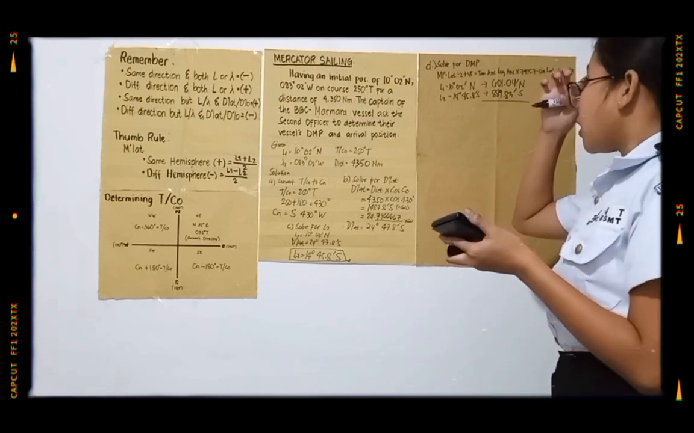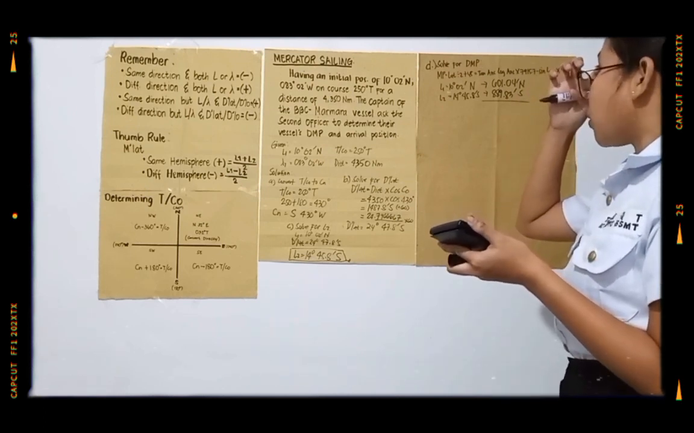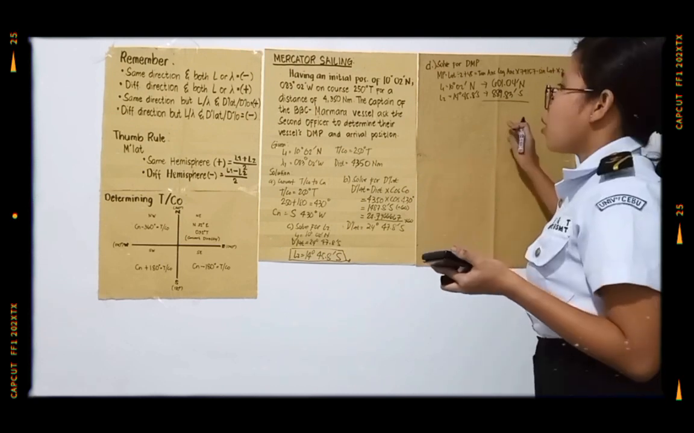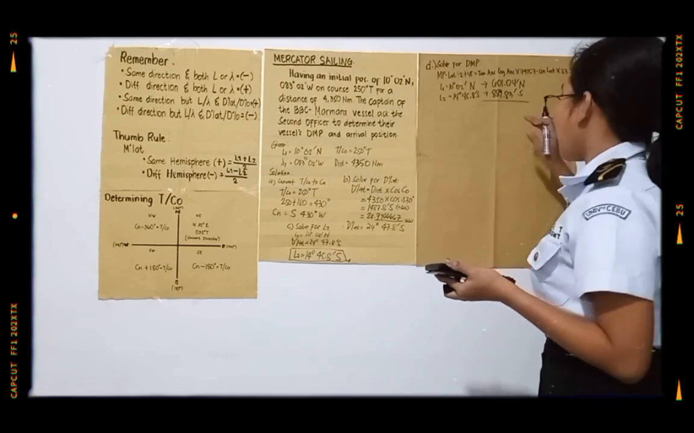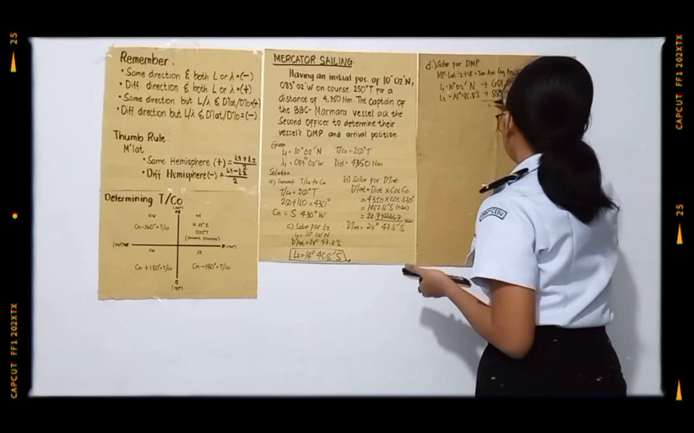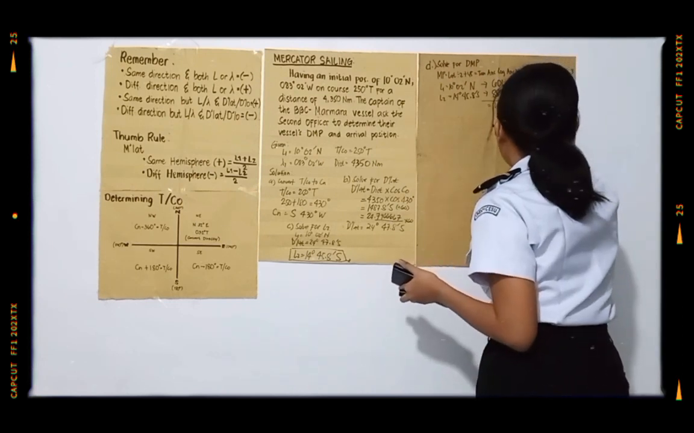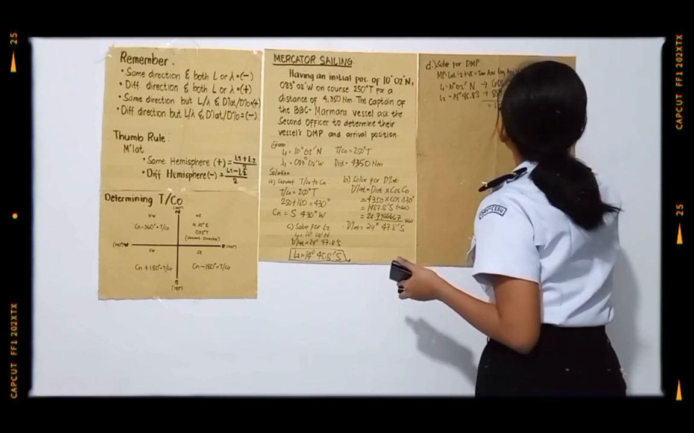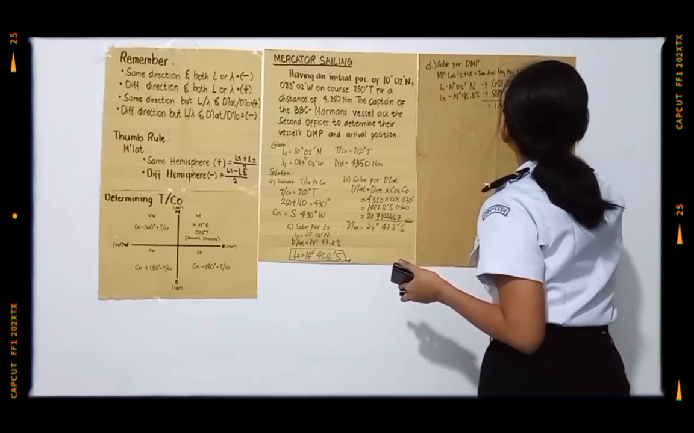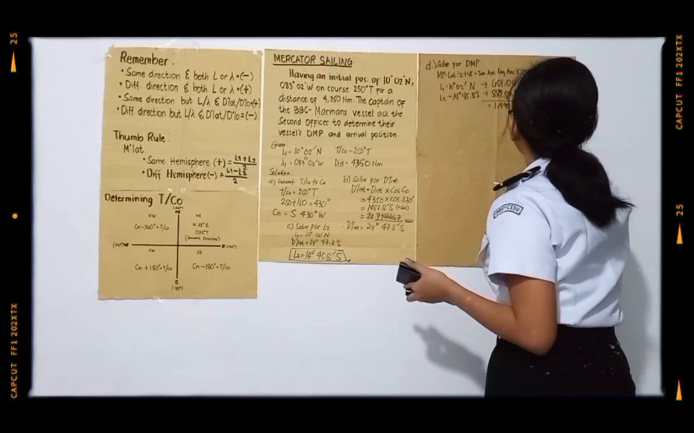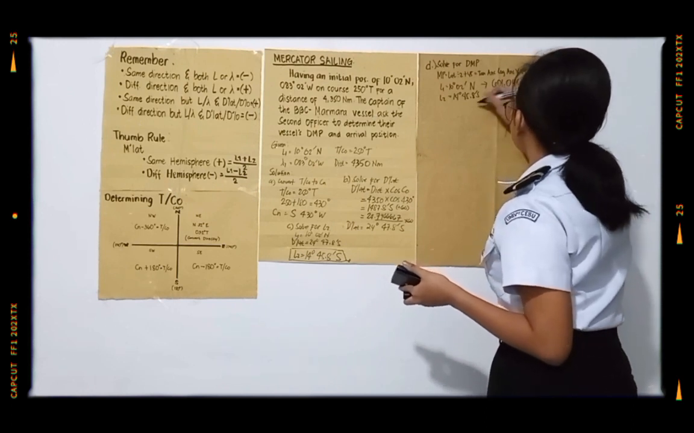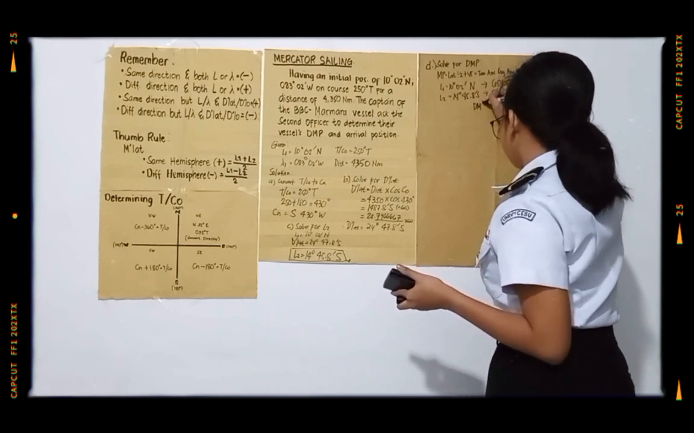So we have different directions for both latitudes. So we need to add this one. So we have 1,490.87 minutes DMP.